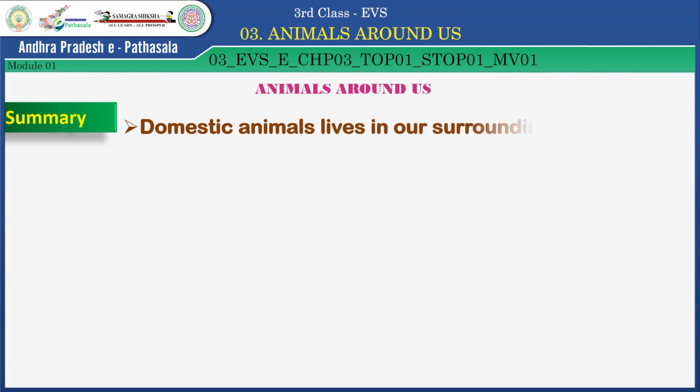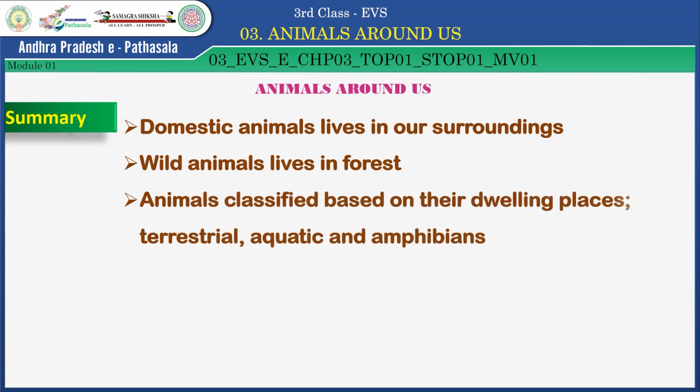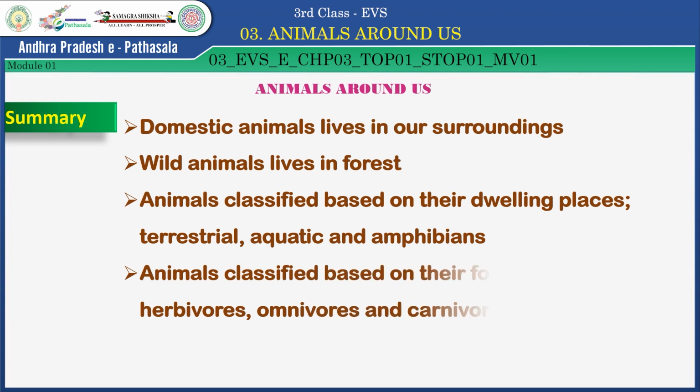Domestic animals live in our surroundings. Wild animals live in forests. Animals classified based on their dwelling places: terrestrial, aquatic, amphibians. Animals classified based on their food habits: herbivores, omnivores, and carnivores. Animals use different sounds to communicate.